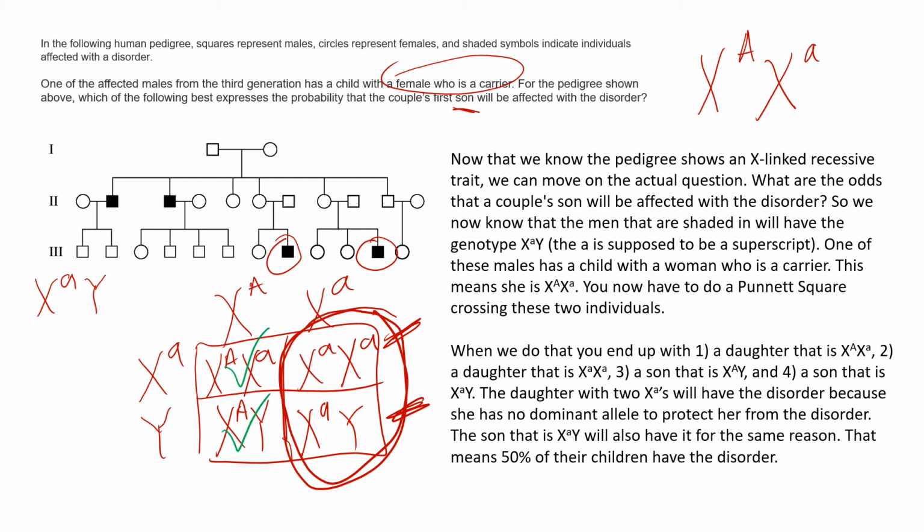But the question was, what's the probability that their first son has the disorder? Well, there's only two possible sons that they could have. They can have the one that does not have the disorder or the one that does have the disorder. So of those two, there's a 50% chance that the son that they have has the disease. So the answer is going to be 50%. I believe that was B for this one.